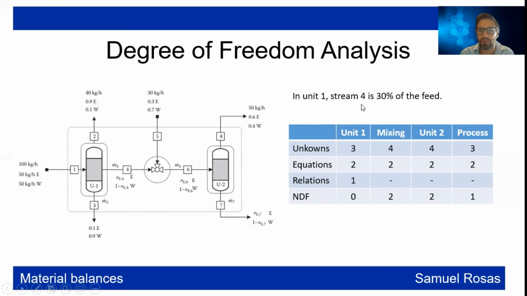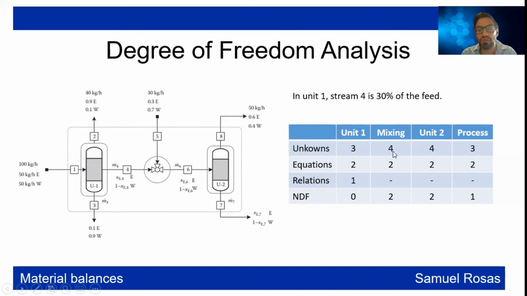And in the relations, here you have this relation: in unit 1, stream 4 is 30% of the feed. So if you do 3 minus 2 minus 1, it is going to yield 0 degrees of freedom, right? Which is a very good candidate. So you can start with unit 1 in order to get this M4, this X, and this M3, right?